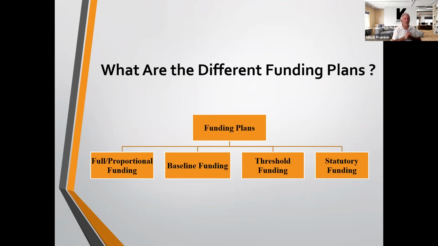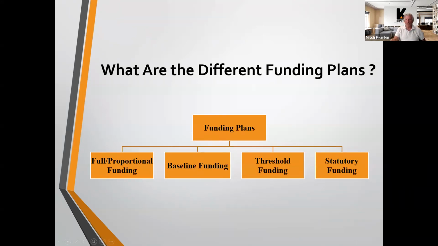I really think on a national basis, we should change the name from full to full/proportional. The reason I say that is because when you see full funding, you immediately come to the conclusion that if I'm not fully funding, I don't have enough money. I'm going to show you that full funding to me is overfunding. It's to you also, it's overfunding. But one funding plan is called full funding, which means overfunding. Next is baseline funding, which I'll show you, threshold funding, statutory funding, which I touched on.